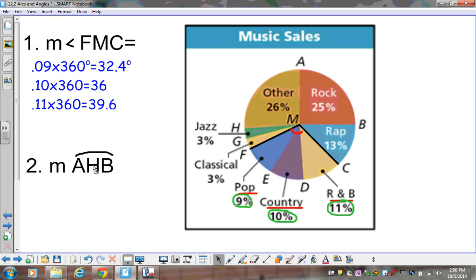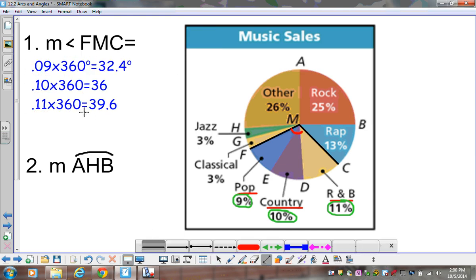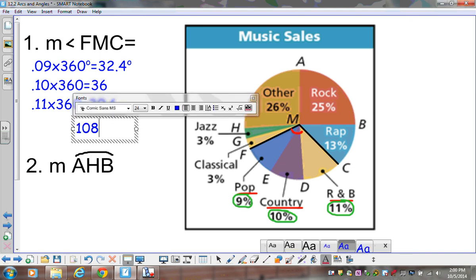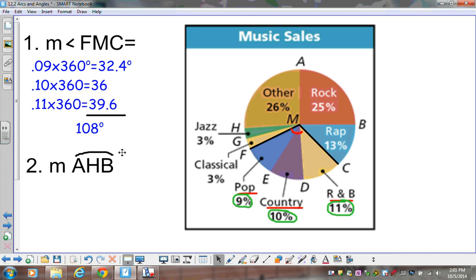Move this down a little bit. All right, so together, if I were to take each of those and add those up, so we got 39.6 plus 36 plus 32.4, that'll give me 108 degrees. All right, so if I just take this, we'll add those up. That now will give me 108 degrees. There we go. Excellent. All right, so that's the first way you can do it. Now that one's probably a little bit longer.